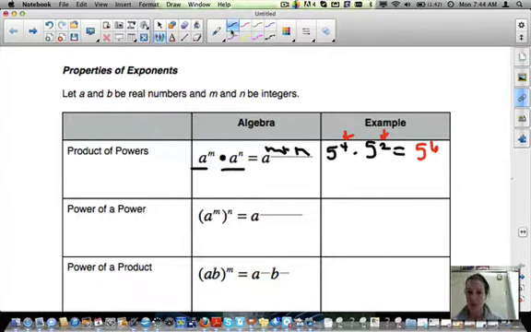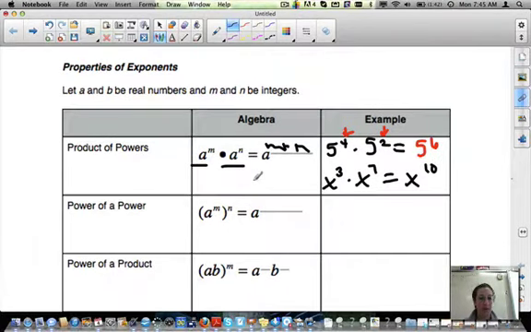Now if I were to use variables, same difference. Let's do x to the 3rd power times x to the 7th power. Like base of x, exponent is 3 plus 7, which is 10, x to the 10th power.